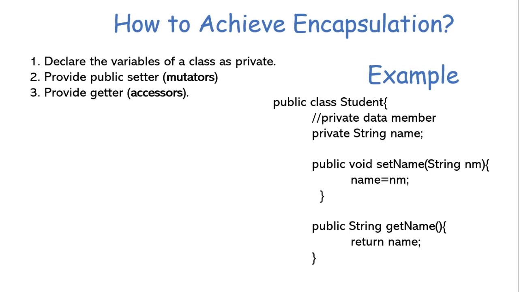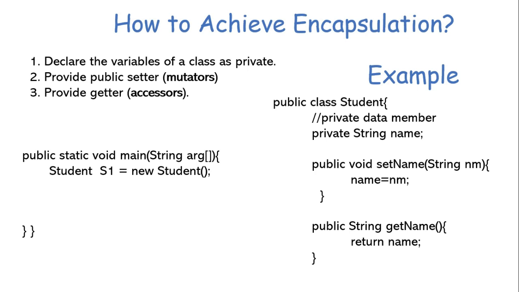Now let's see the main method. In the main method here, we have to create the object for the student. Here is how to create the object of the student. Now we will set the value of the name using the setter method, which is here setName. So we call it using the object s1.setName, and then the value that you want to pass to the setter method. Once we have it, to be able to access the value that we set, we can call the getter method or the accessor method like this.